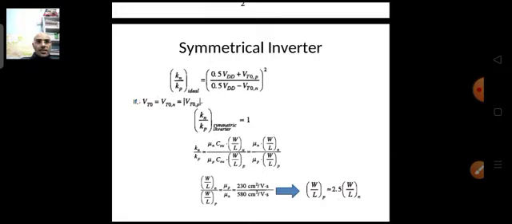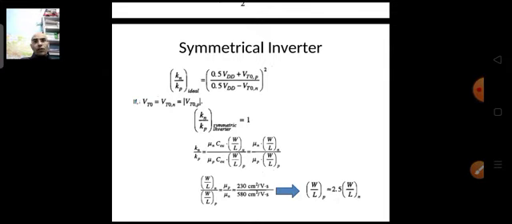Now if you substitute this as 1, and substitute the formula for Kn and Kp as well, Kn is equal to mu n Cox W by L and Kp is equal to mu p Cox W by L. If we substitute them, Kn upon Kp equal to 1, and solve the equation in terms of W by L of NMOS to W by L of PMOS, then we can see that the W by L ratio is proportional to the mobility of the charge carriers. So W by L of NMOS upon W by L of PMOS is equal to mobility of the PMOS upon mobility of the NMOS.